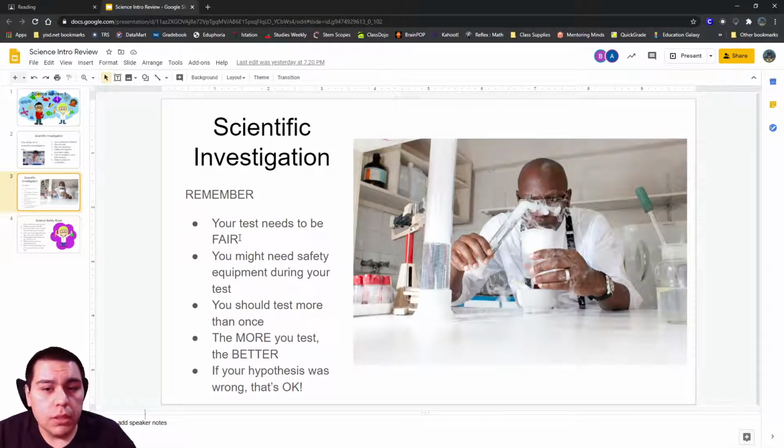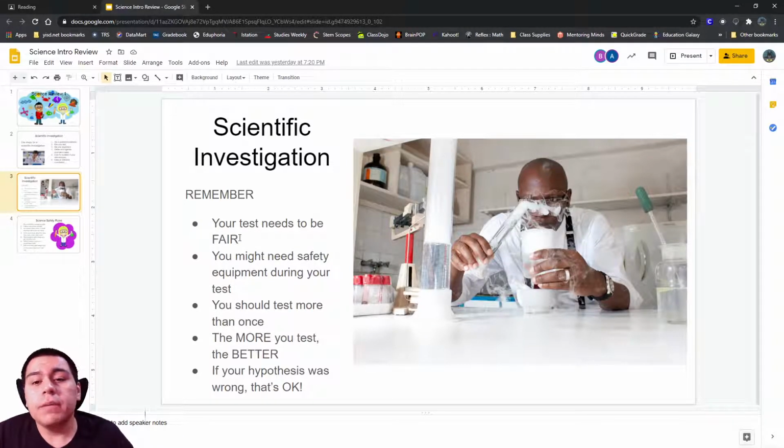Number two, remember that when you're getting all the things together for your experiment, to not forget if you need safety equipment. So let's say you're going to do an experiment with dirt and you know that it's going to be windy or there's going to be a lot of air blowing around, then wearing a pair of goggles might be a good idea so you don't get dirt in your eyes.